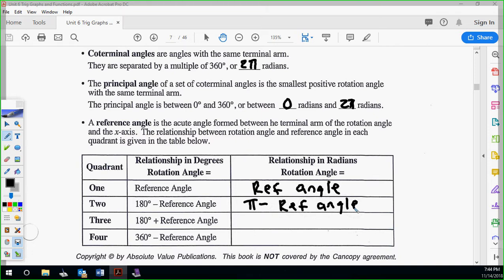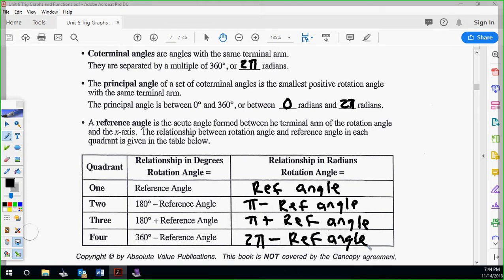Then 180 plus the reference angle, so that's pi plus the reference angle for quadrant 3. And then lastly here, the quadrant 4, 360 minus that reference angle. So remember, 360 in radians is 2 pi. So minus the reference.